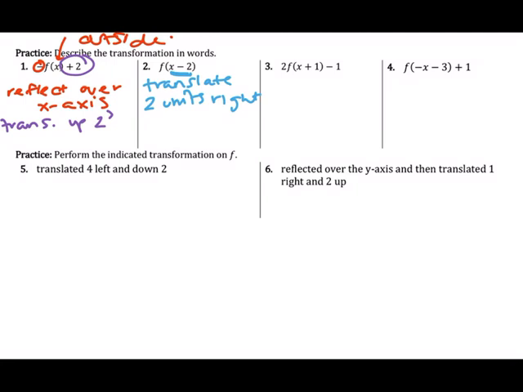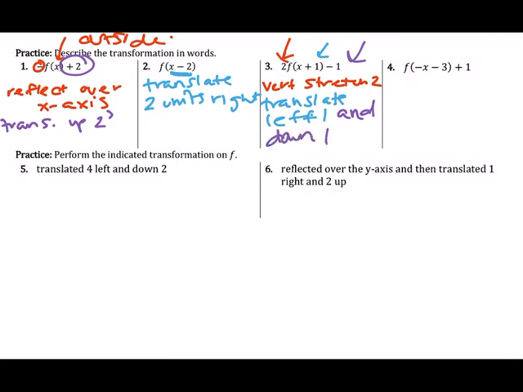So here we go. I'm going to talk about stretches and shrinks first. So this right here is a vertical stretch with a scale factor of 2. Then we have some translations happening. We translate left 1 and down 1. So each thing that's different from this just being plain old f of x, each difference is a transformation that you're going to describe in words. Go ahead and pause the video and try and work through number 4.